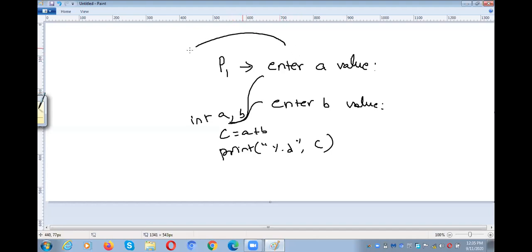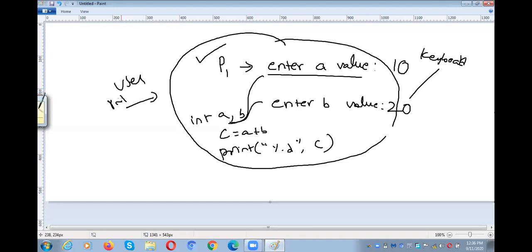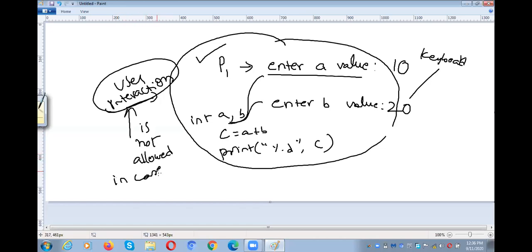So such types of programs require user interaction. Why? Because whenever it asks you to enter a value, you need to enter a value, 10, from the keyboard. Again, enter b value means we need to give the b value, 10, 20, by using the keyboard. That means in order to execute this program, we require user interaction. Such a type of user interaction is not allowed in the case of multi-programming.